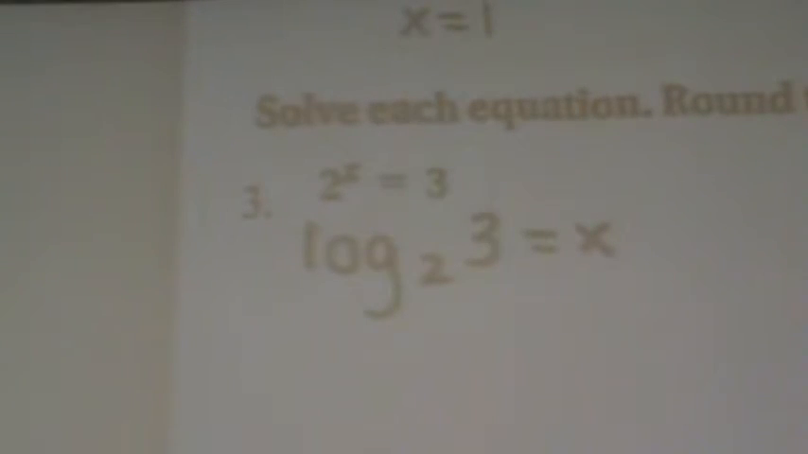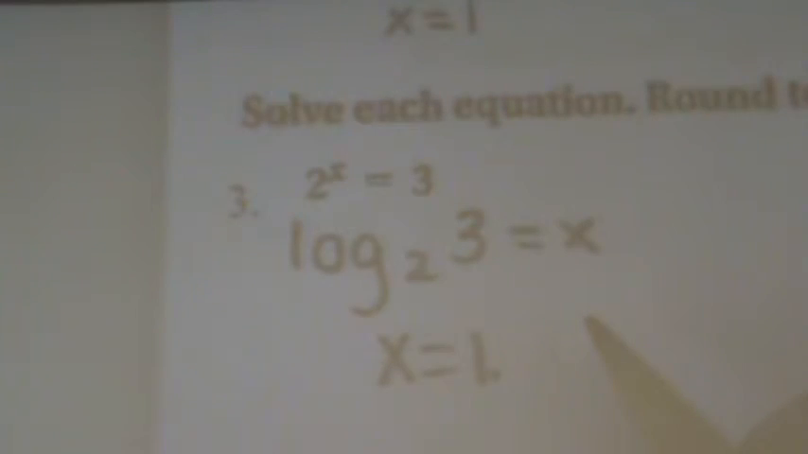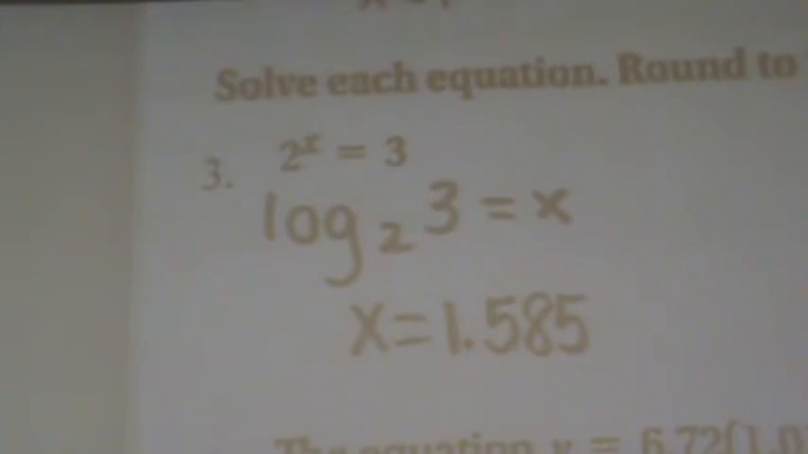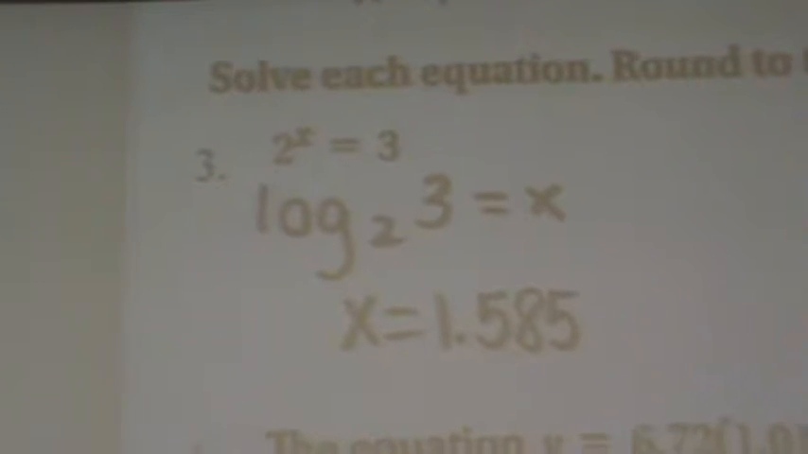And what did you get for an answer? 1.6. 1 point what? 6. Now it says round to the nearest 10,000s. So let's just round to 1.585. What would you do to number 4? Good, subtract 8.